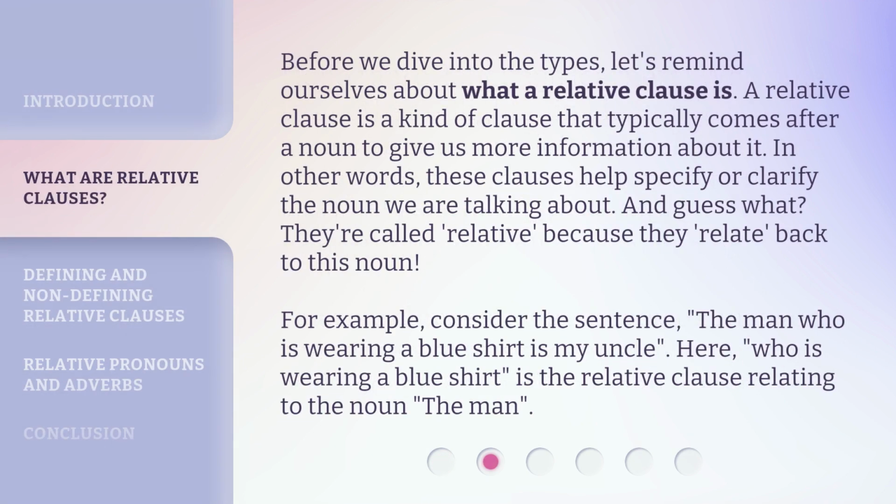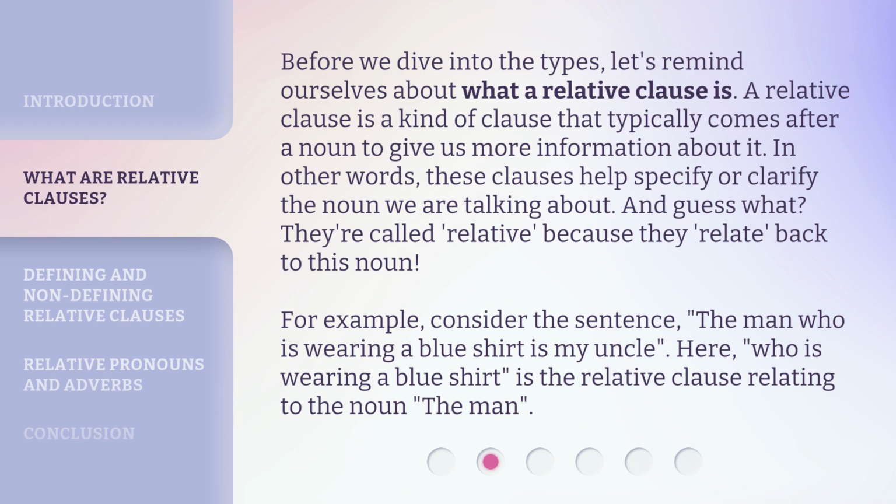Before we dive into the types, let's remind ourselves about what a relative clause is. A relative clause is a kind of clause that typically comes after a noun to give us more information about it. In other words, these clauses help specify or clarify the noun we are talking about. And guess what? They're called relative because they relate back to this noun.